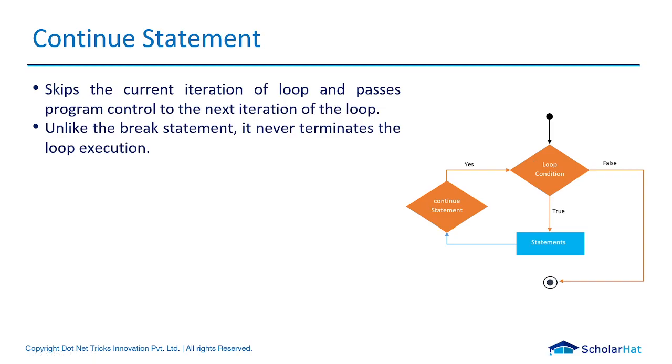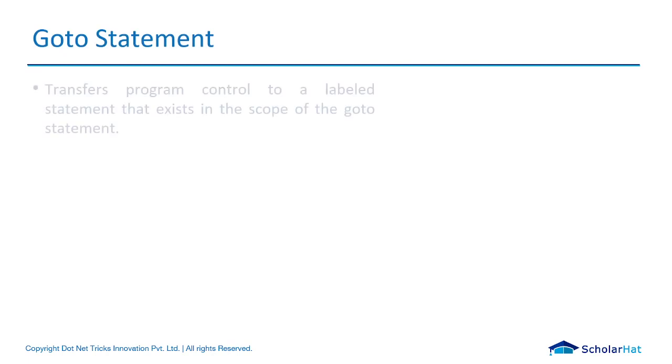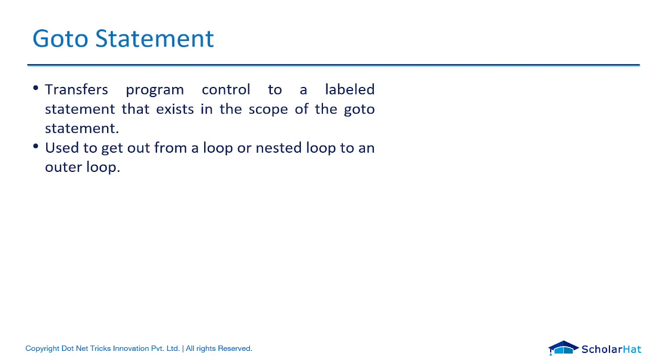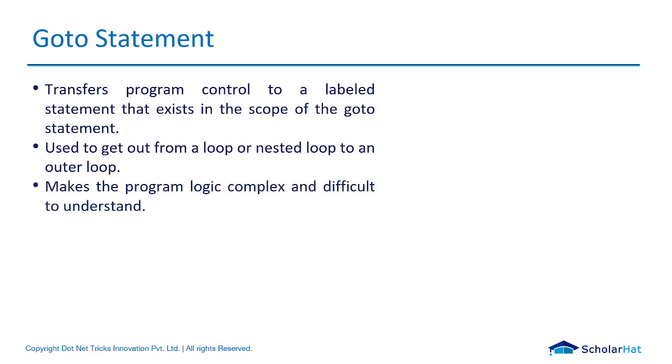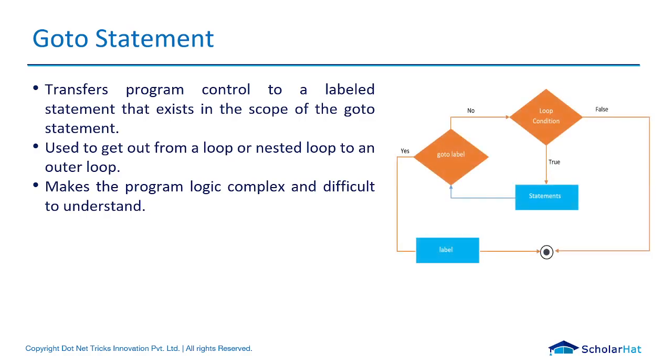All right. Now the next thing is going to be the goto statement. The goto statement transfers program control to a label statement that exists in the scope of the goto statement, and it is used to get out from a loop or nested loop to an outer loop. It makes the program logic complex and difficult to understand.